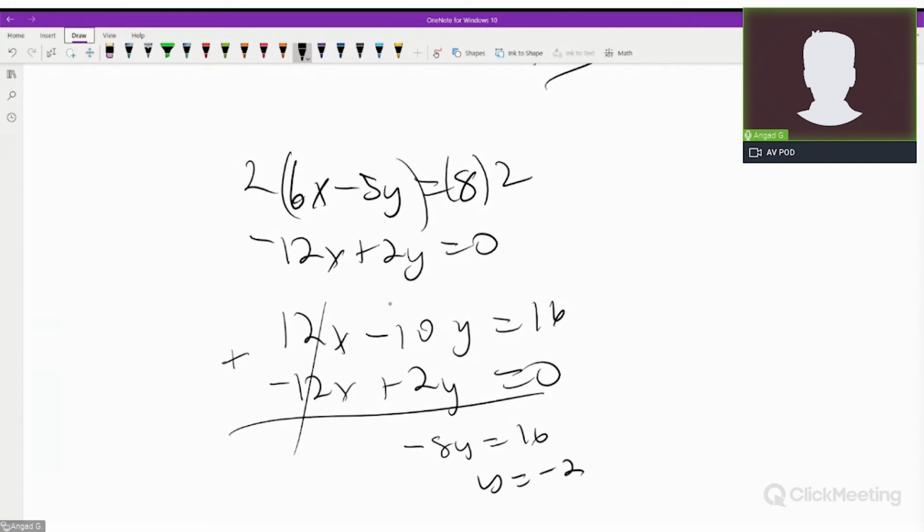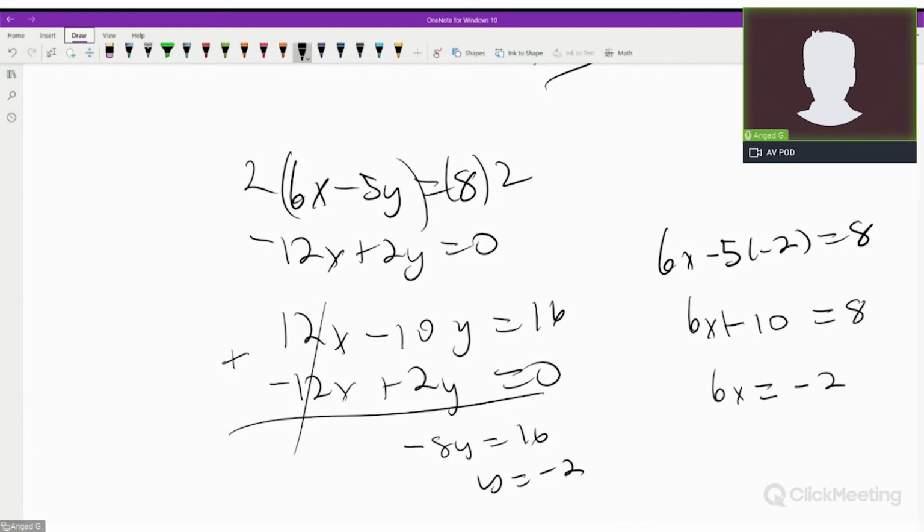Now let's plug it back in. 6x minus 5 times negative 2 is equal to 8. 6x minus 10 plus 10 is equal to 8. 6x is equal to negative 2. X is equal to negative 2 over 6, which is equal to negative 1/3. That's our answer. X is equal to negative 1/3, and y is equal to negative 2. You guys get that?